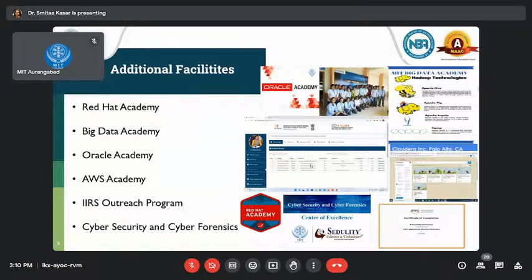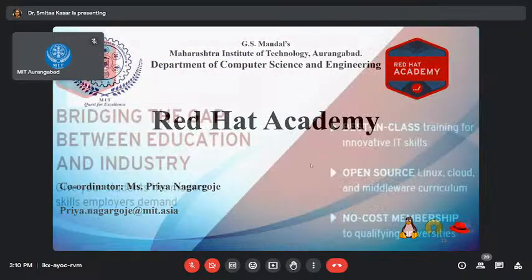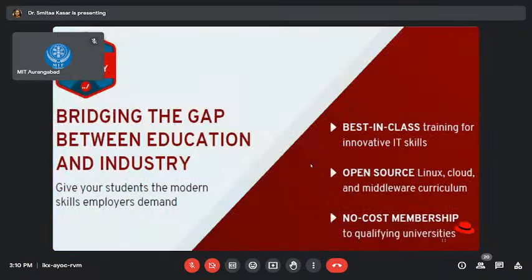Let me take you in swift detail through all these facilities. So I was talking about Red Hat Academy. Basically, when our students are into the academic curriculum, along with that, they should not be deprived of what is going on in the industry or the corporate world. So with this objective, we always keep in touch with what is going on in the industry. That is, we always try to bridge the gap between education and industry. So this is one way.